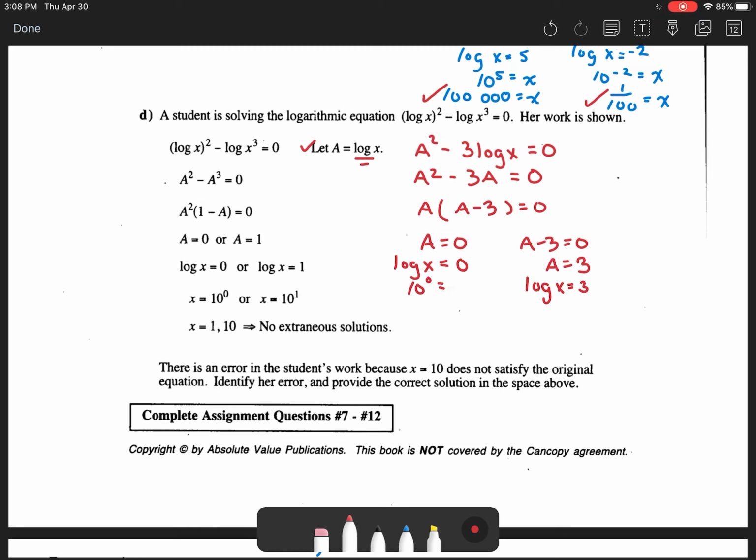So again, converting to exponential form, this would be 10 to the exponent of 0 equals x. Okay, so that's 1. Here, 10 cubed is equal to x, and that is 1,000. Okay, so verifying those solutions, you will see that they both work. So that is the correct method and correct process to solving that equation. So 1 and 1,000 are both correct solutions, no extraneous solutions, and that's the end of that lesson.